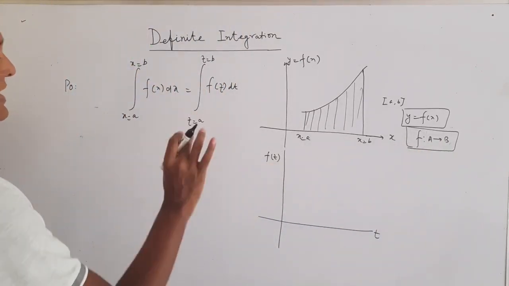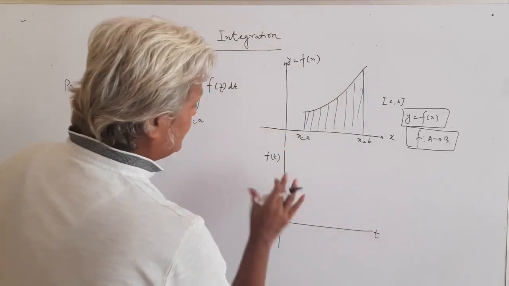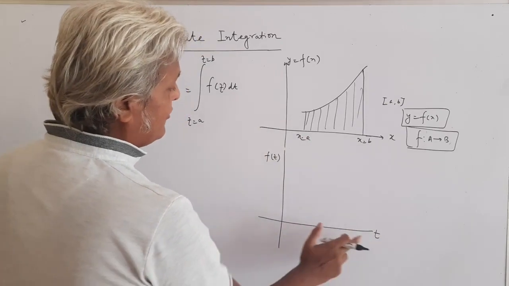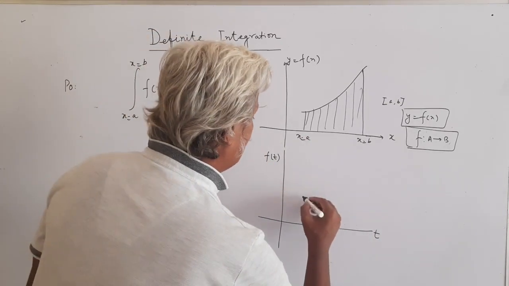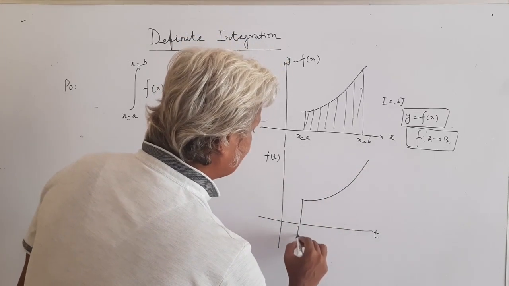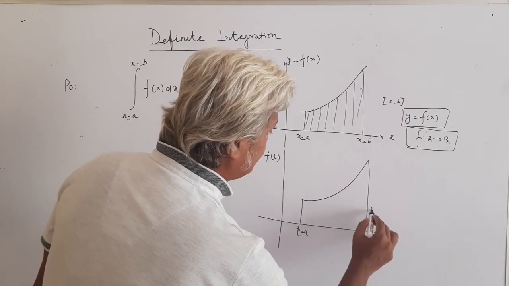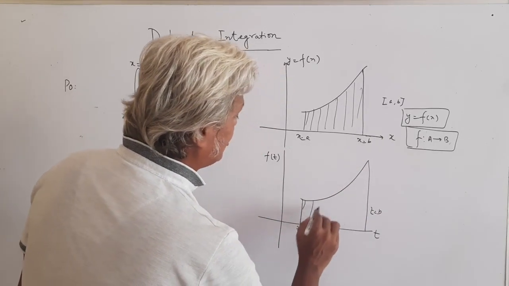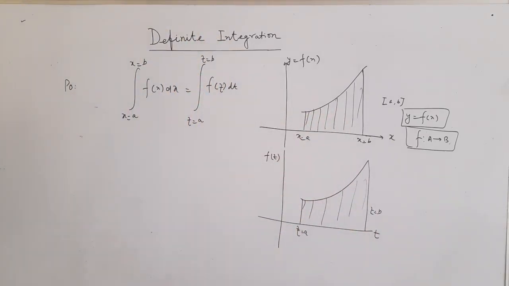It means that even if you plot the same function f(t) on another coordinate system where the x-axis represents t and the y-axis represents f(t), you will actually get the same graph, and there it is, t is a and this is t is b. So logically, you see, the area enclosed by these 2 will definitely be the same.